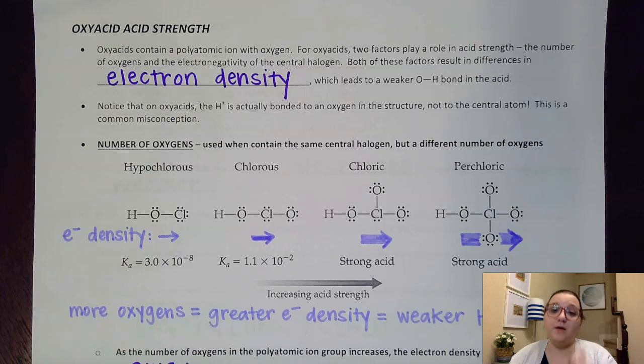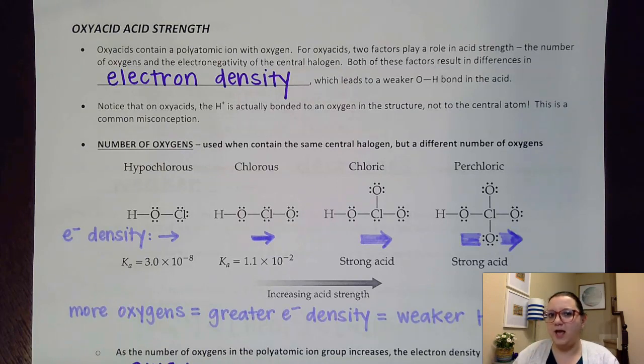However, both of the factors result in differences in electron density. The electron density is basically how tightly packed your electrons are in one region of your molecule versus another. If we have a really packed, tight electron density on one side of the molecule that's opposite of where the hydrogen is going to be lost, that can lead to a weaker OH bond in the acid and allow that acid to give up that hydrogen a little more easily and be stronger.